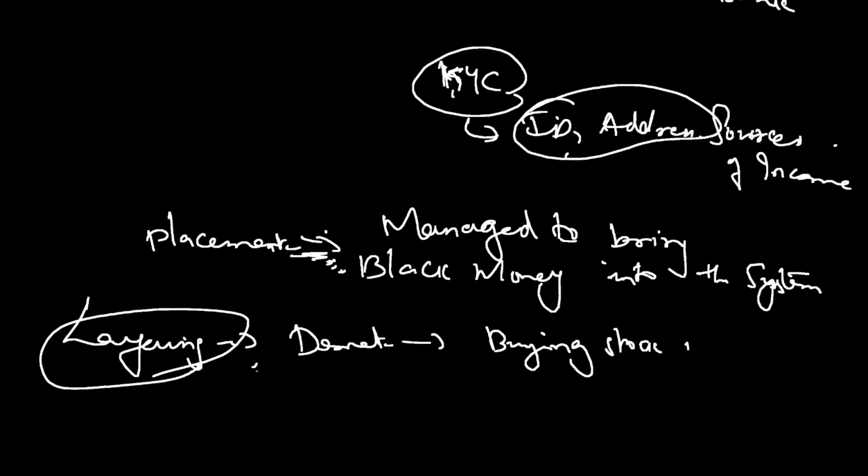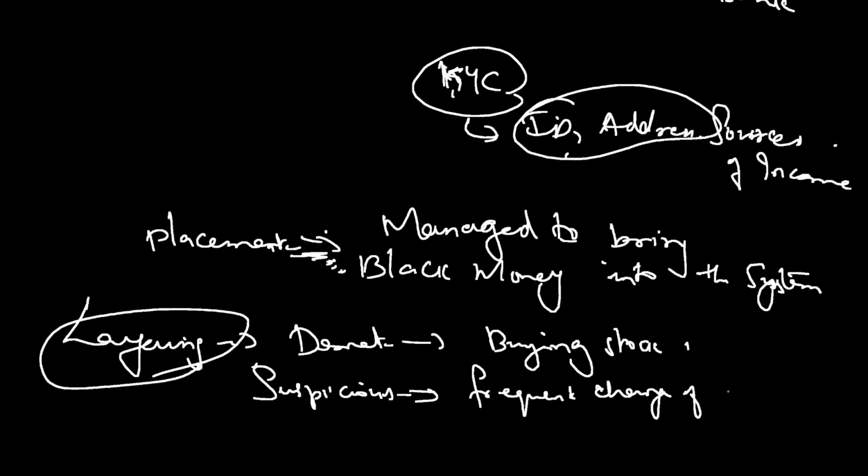So what kind of transactions can lead to suspicious activity? They have to check if transactions are suspicious or not. So what kind of transactions can be considered suspicious? For example, frequent change of address can be suspicious, because who does this? It is basically done by terrorists, because they never sit in one place. They keep changing the address to hide their actual place of stay. So frequent change of address is suspicious.